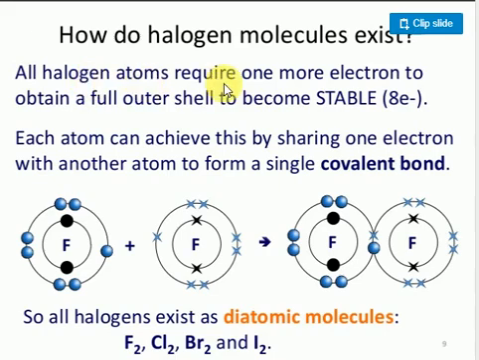All halogen atoms require 1 more electron to attain the octet configuration, the stable electronic configuration of 8 electrons. So each atom can achieve this by sharing 1 electron with another atom, forming a single bond. The F2 molecule forms a single bond, Cl2 forms a single bond, Br2 forms a single bond, and I2 forms a single bond. So all these halogens exist as diatomic molecules only.